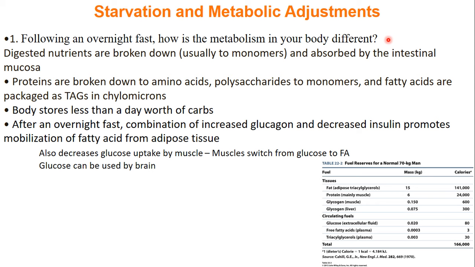So after waking up, you're not going to have a lot of glucose in your system, so you're going to have a lot of glucagon floating around your system, not a lot of insulin either. So these two hormones, the increase of one and decrease of another, will mean that fatty acids will be released from your adipose tissue. And since you're low on glucose, your muscle is not going to want to take up as much glucose because that glucose is going to be used by the brain. Instead, your muscle is going to switch over to fatty acids to try and get energy.